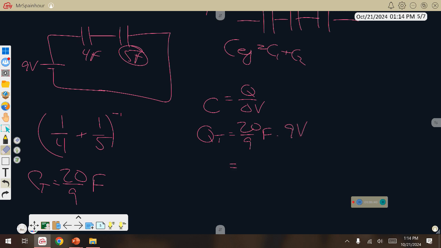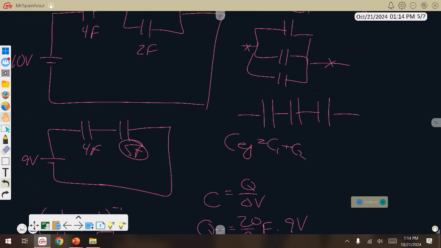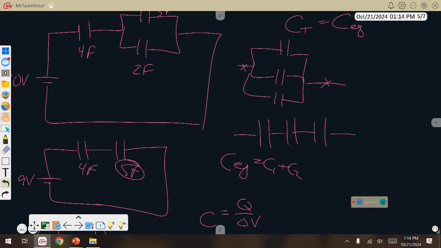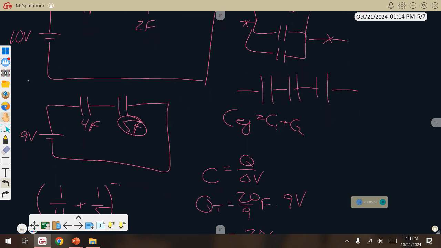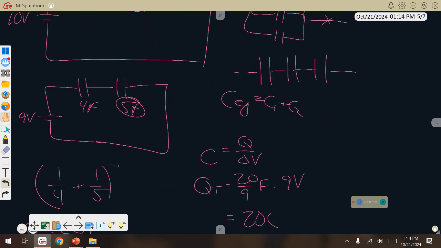So it's 20 coulombs. Obviously, these numbers are ridiculous for the purposes of keeping our numbers simple, but let's work our way backwards. Now, here's what you do. When you draw these, always redraw the circuit. Meaning, if you do an equivalent capacitor, redraw the circuit again, and watch what I'm now going to do.